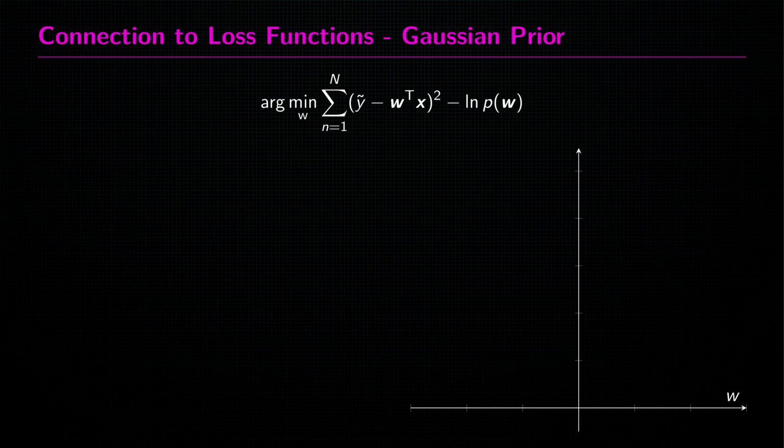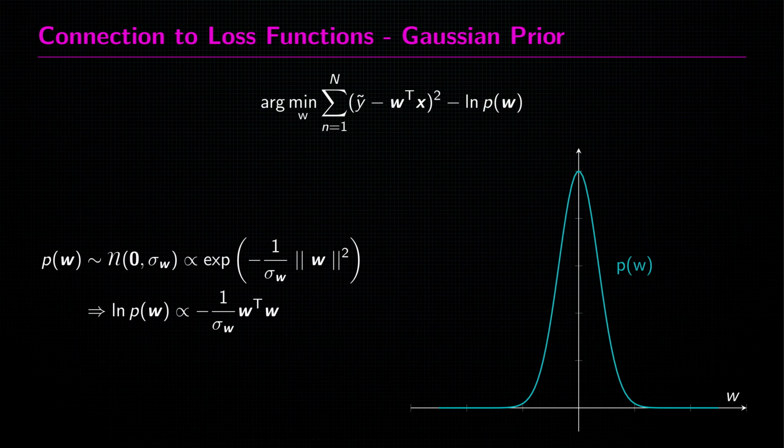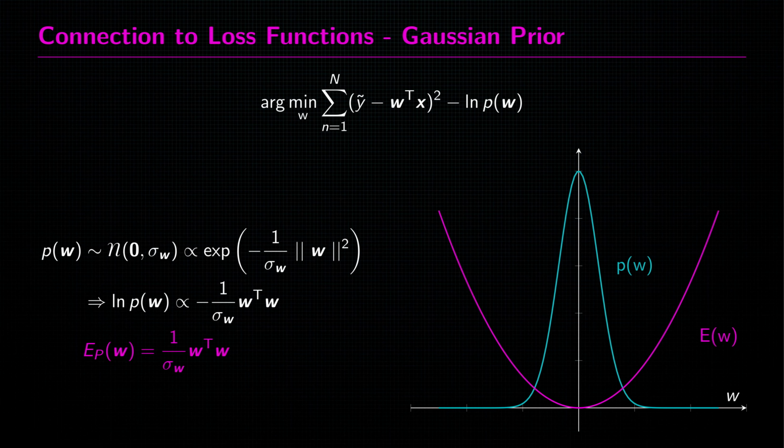For the next prior, we take a look at the Gaussian distribution around 0. This means that the probability for the weights is the highest around 0, so lower weights are favored. By applying the logarithm to the Gaussian distribution, we can see that the result is a quadratic term in the weights. This means that deviations from 0 are penalized quadratically when moving to larger weights. In machine learning, this regularization is often also called ridge or L2 regularization.